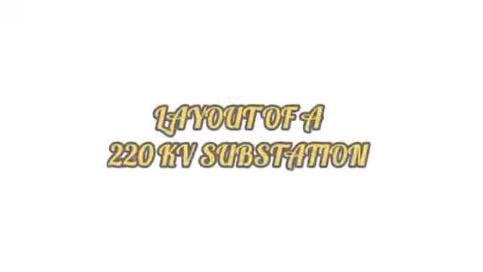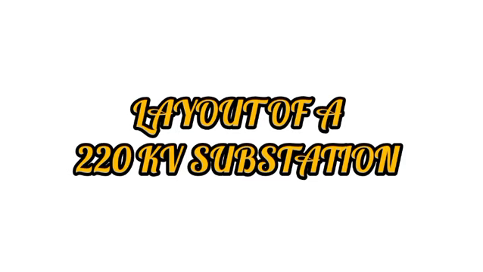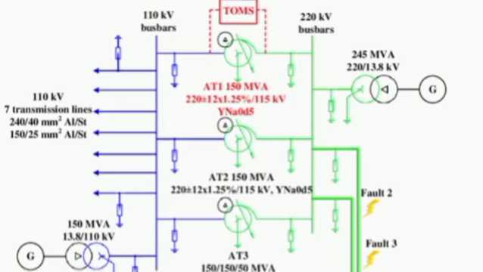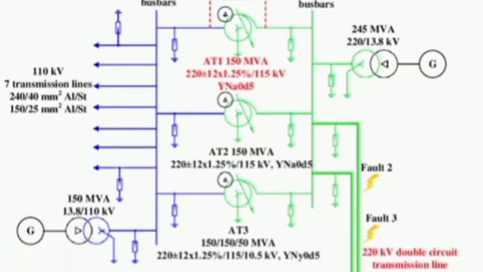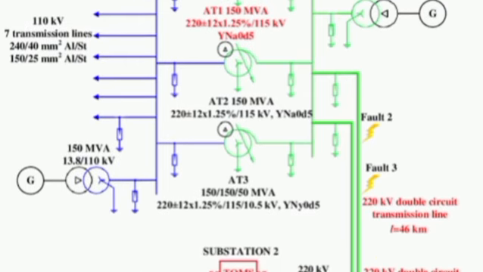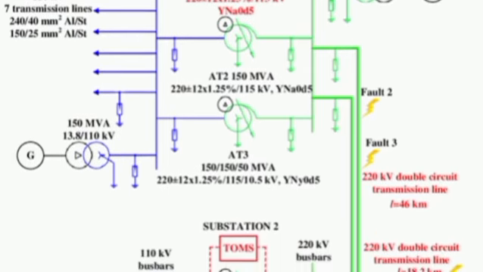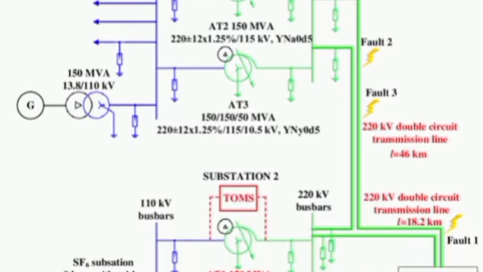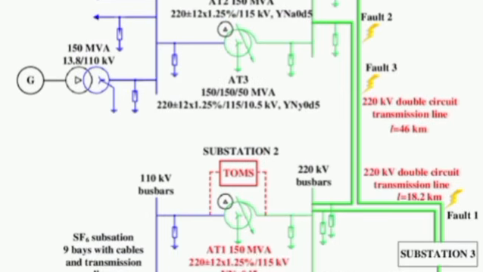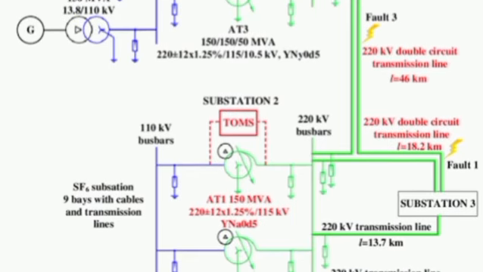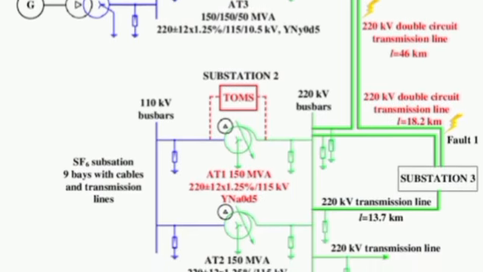Layout of a 220 kV substation. A typical layout includes 2 or more incoming 220 kV lines and feeders, 2 to 4 power transformers, 220/132 or 220/66 kV, multiple outgoing feeders to lower voltage substations, bus bars arranged in double bus or breaker-and-a-half schemes, transformer bays and line bays, and a control room building with SCADA and battery backup.